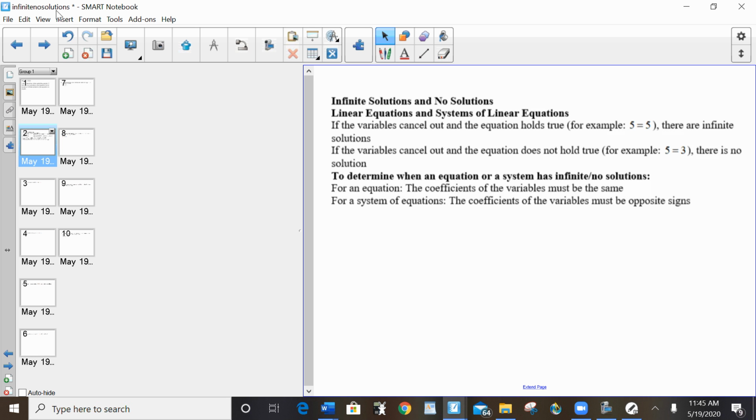If the variable cancels out and the equation holds true, for example, if you end up with 5 equals 5, those are equal, then there are an infinite number of solutions. If when the variables cancel out, the equation does not hold true, for example, if it says 5 is equal to 3, then there's no solution. Basically, if it's the same equation, then it is infinite solutions. If it's the same variable coefficient but not the same constant, then it's no solution.